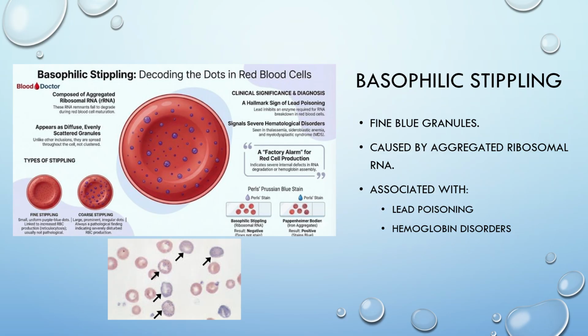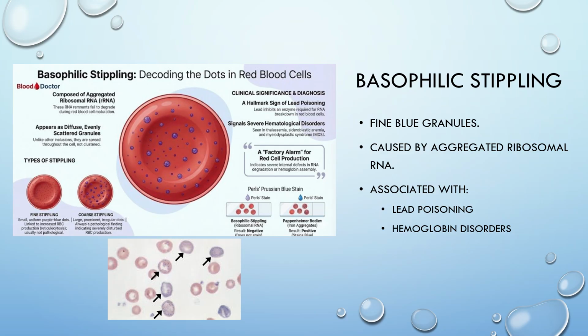Under Wright-Giemsa stain, basophilic stippling often appears as diffuse, evenly distributed blue granules across the cell, giving the red blood cell a slightly speckled appearance. One of the classic associations with basophilic stippling is lead poisoning. Lead interferes with several enzymes involved in heme synthesis and RNA degradation, which can lead to the accumulation of ribosomal RNA within developing red blood cells.